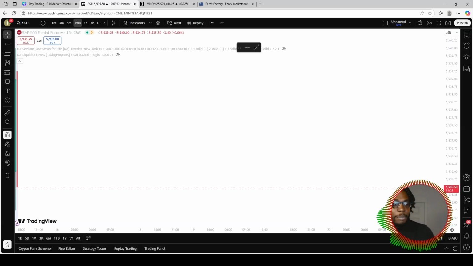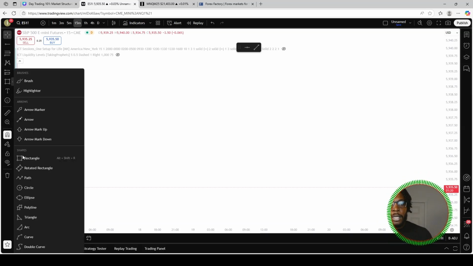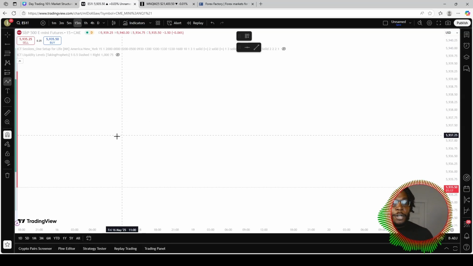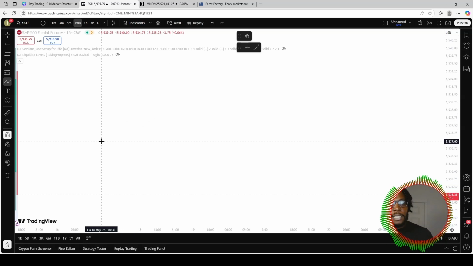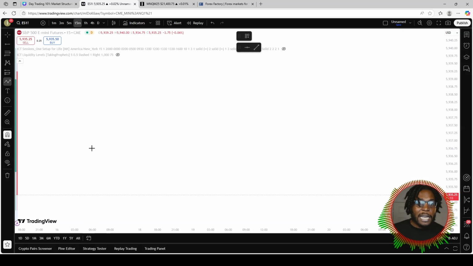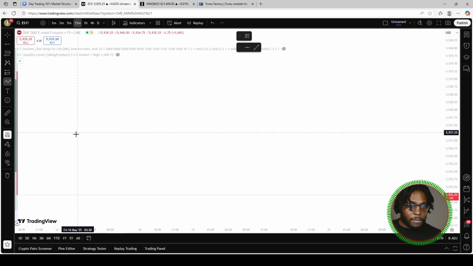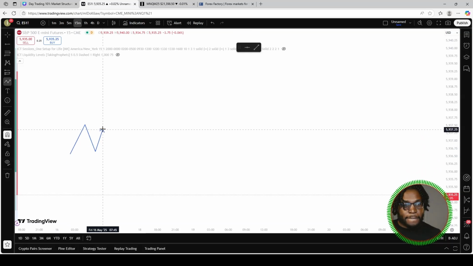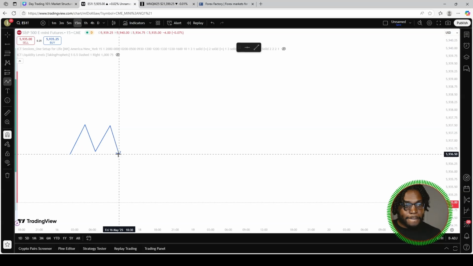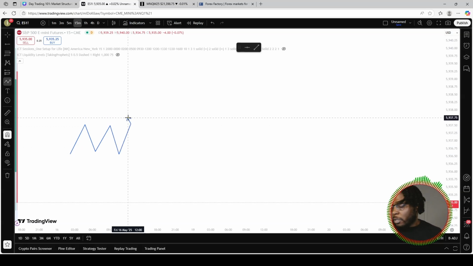To give you a basic idea of all of these, I'm going to show you a basic drawing of each right here. For accumulation, like I said, price is consolidating. It's not really making any new highs or new lows. So accumulation is going to look something like this. That's going to be your accumulation phase right there.